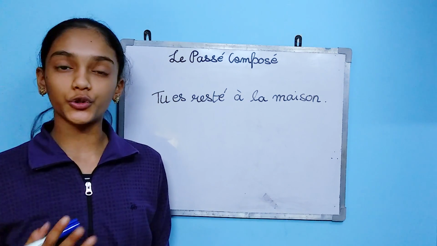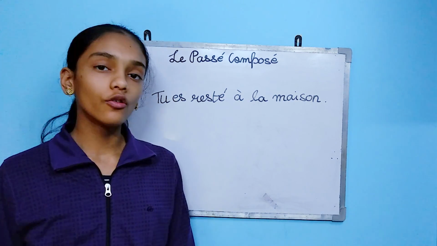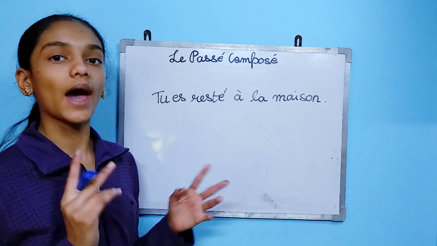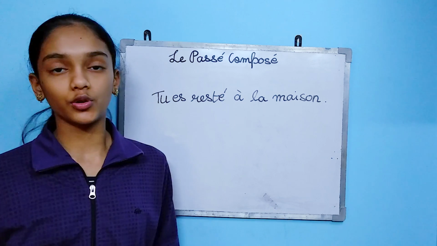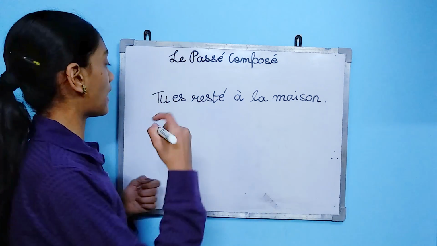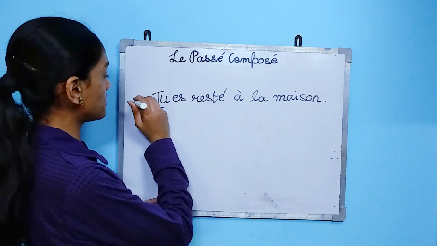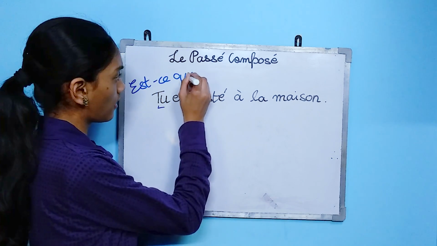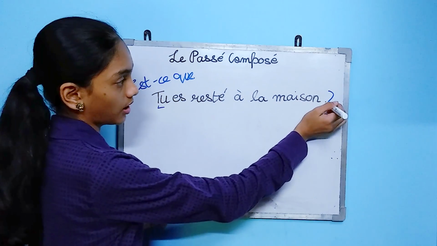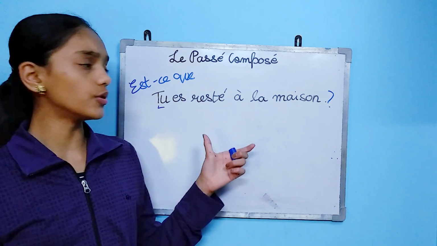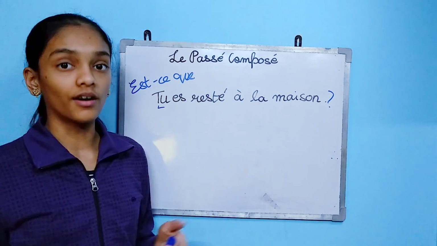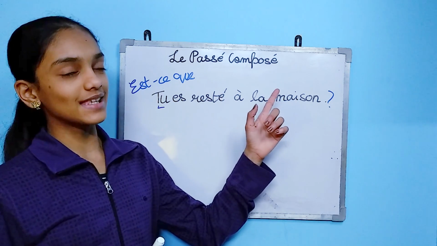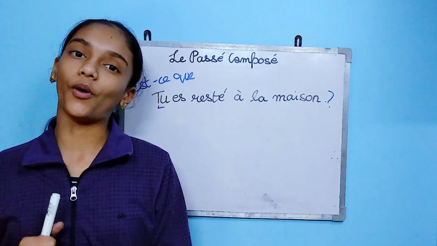Now let's learn how to do the interrogation. Now for written interrogation we can do in two ways, with est-ce que and inversion. If you want to do it with est-ce que, just write est-ce que in front of the sentence and add a question mark. This is how simply you can do interrogation with est-ce que. Now if you want to learn more about interrogation, just check out this link above or in the description box.